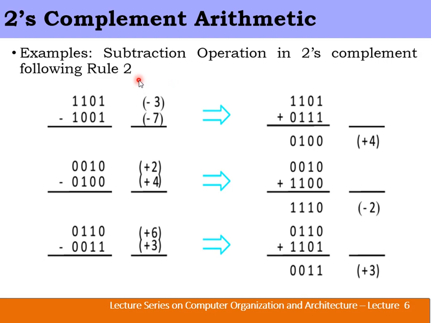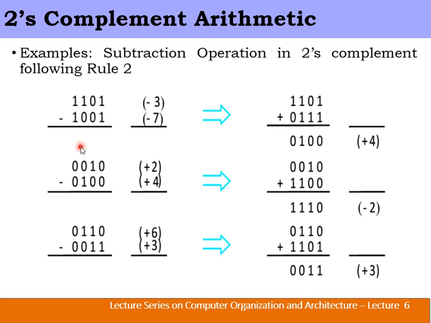So what rule number 2 says is that whenever we are performing a subtraction operation, we are supposed to take a 2's complement of the second number, that is the y operand, and then it should be added to the first number. The second operand is the subtrahend, so the subtrahend's 2's complement needs to be taken and added to the minuend, that is the x operand.